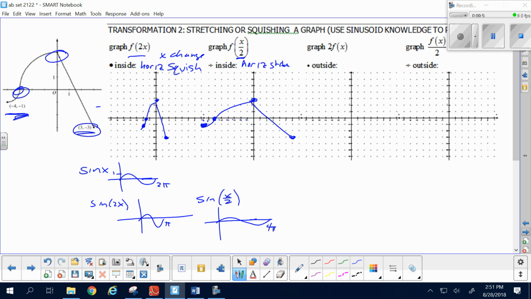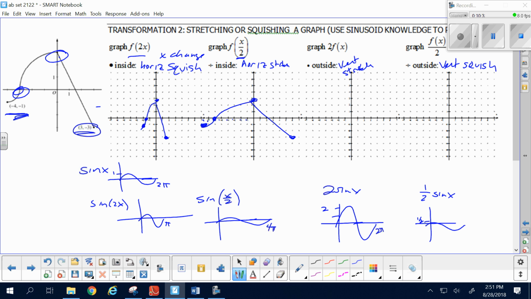These next ones are multiplying outside the function, so it'll change y. If you multiply outside the function, like 2 sine of x, sinusoid waves would then change the amplitude. Instead of being up 1, it would be up 2. The horizontal would stay the same. So multiplying outside seems to vertically stretch. Likewise, if you did 1/2 sine of x, that would cause the amplitude to be less, and it would be a vertical squish. Try those graphs then. Think what those will look like.